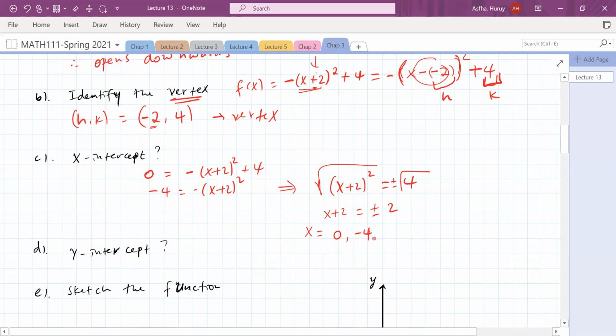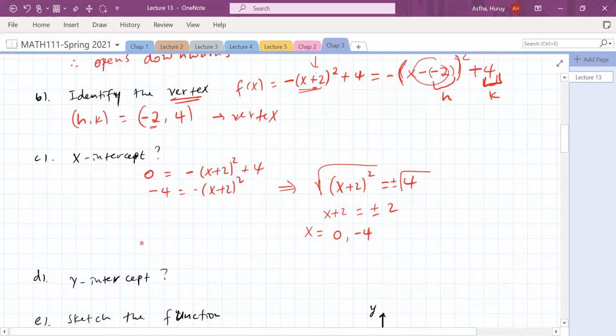Therefore, the x-intercepts are at the points (0, 0) and (-4, 0). The y value is 0 at the x-intercept.